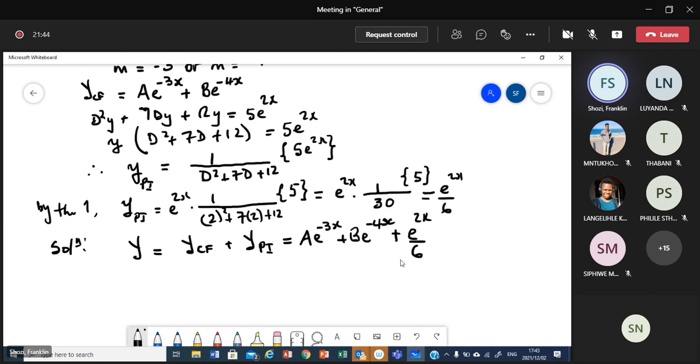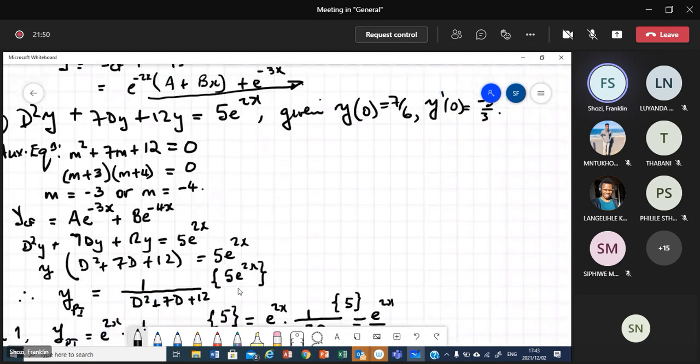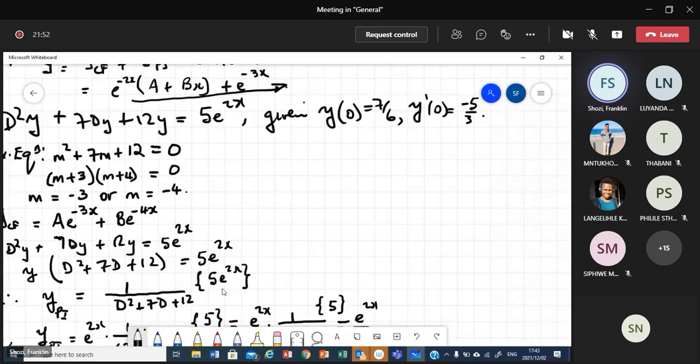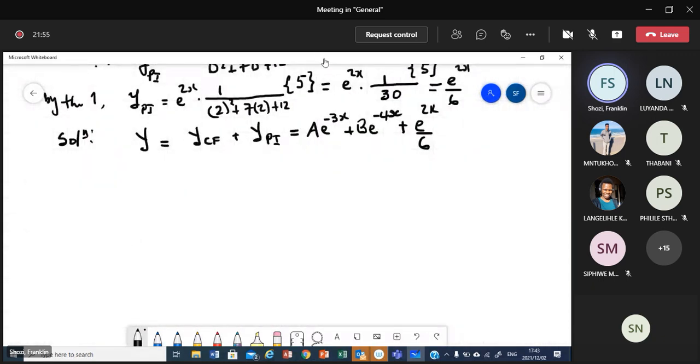But now we were given what we were given earlier on. What is it that we were given? If I can take you back, we're given that y of naught is 7 over 6, and y prime of naught is minus 5 over 3. We note that. Y of naught is 7 over 6. This means y is equal to 7 over 6 when x is 0. That is the meaning of that writing there.